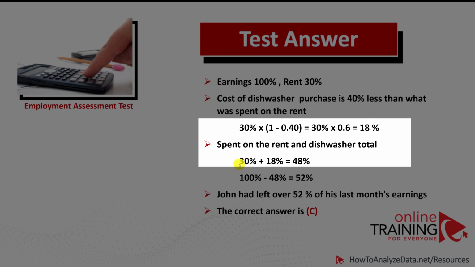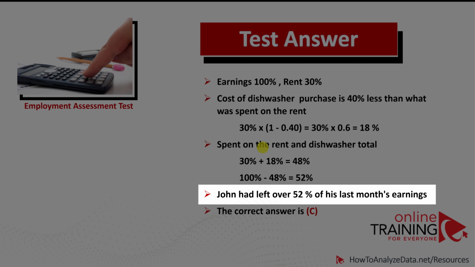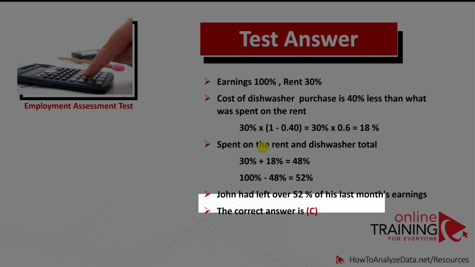18%. Next step would be to calculate how much John spent on rent and dishwasher. And this could be calculated by adding up 30 plus 18, which would be an equivalent of 48%. And to calculate what was actually left, we need to subtract 48 from 100, which would be an equivalent of 52. So John has left over 52% of his last month's earnings after he paid for rent and paid for the dishwasher. So the correct answer is choice C. Hopefully you've nailed this question.